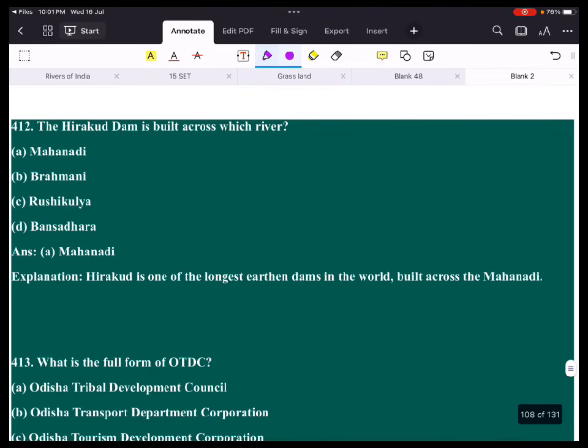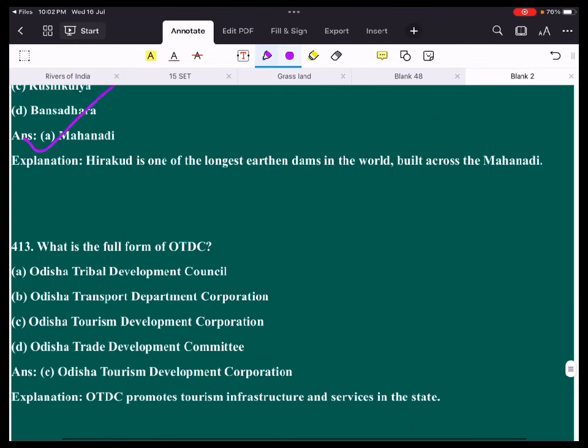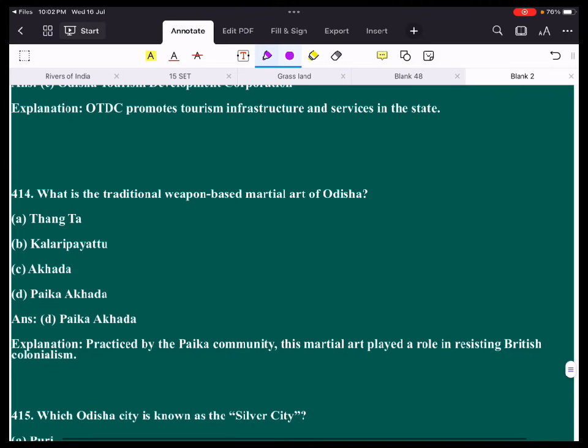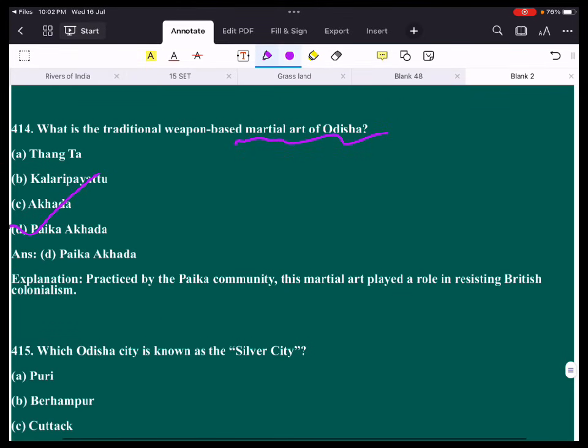The Hirakud Dam is built across which river? Across river Mahanadi. Option A. What is the full form of OTDC? That is Odisha Tourism Development Corporation. Option C. What is the traditional weapon-based martial art of Odisha? That is Paika Akhada. Option D. Practiced by the Paika community, this martial art played a role in resisting British colonialism.